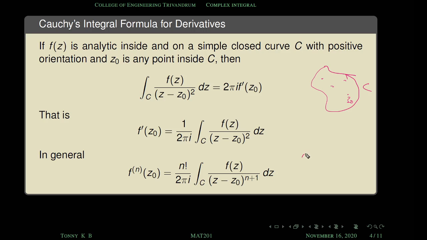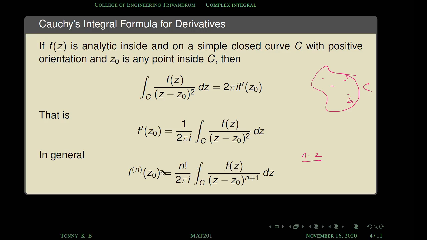That means when n equals 2, this is f2 of z naught. That means we can evaluate the second derivative using f of z and integration. Similarly, we can evaluate f3, the third derivative, using the same f of z.